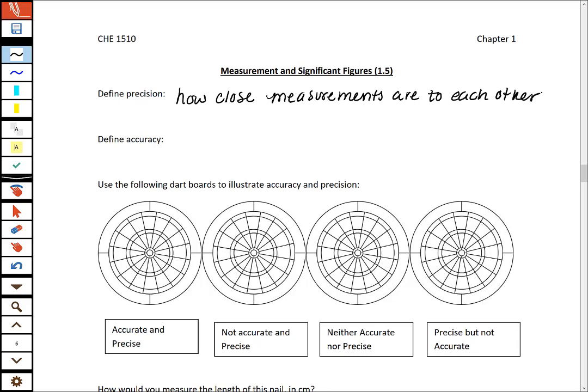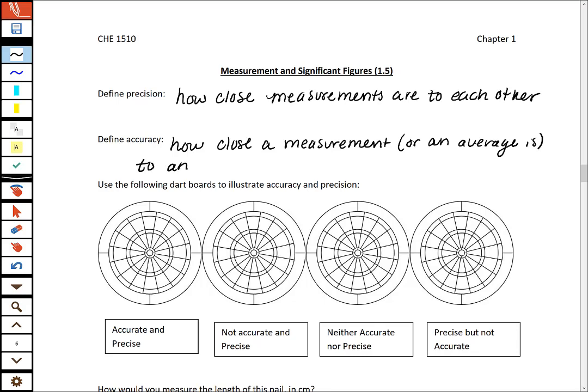And accuracy is how close a measurement or set of measurements are to a true value. Let's say, or an average. It's to an accepted or true value.